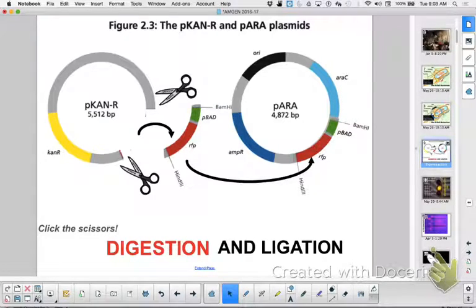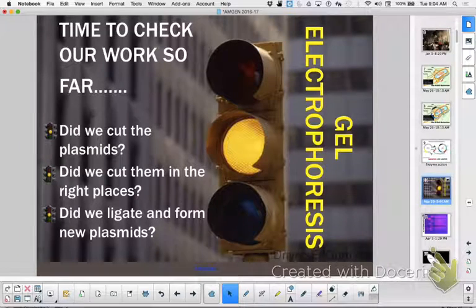And if we can form this plasmid, okay, we'll form all kinds of plasmids. But if we can form this one, and we take this new plasmid and transform bacteria with it, and give that bacteria arabinose sugar to eat, do you see how we can turn on that gene? Then we can turn on that RFP gene. Okay? So when we do gel electrophoresis, keep in mind, we'll be able to verify, did we cut the plasmids? We'll also be able to see if we cut them in the right places.